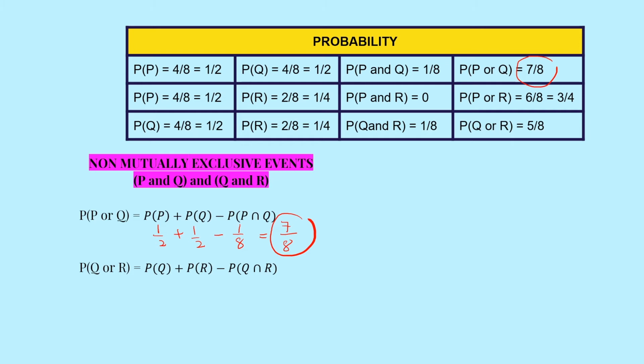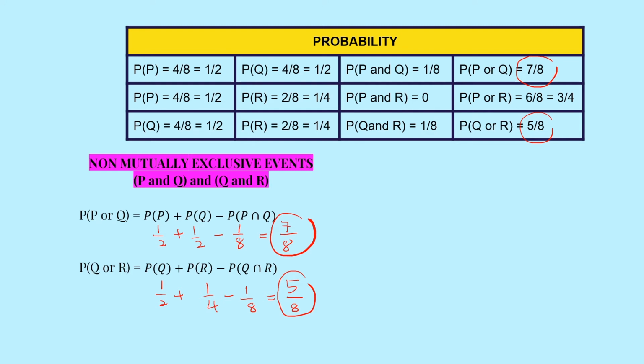We can also see the example for Q and R. The probability of getting Q is 1 over 2. The probability of getting R is 1 over 4. And the probability of getting Q and R, or Q intersect R, is 1 over 8. When we calculate this, we get exactly the same as the probability of getting Q or R, which is 5 over 8. So our example satisfies the formula for finding the probability of P or Q for non-mutually exclusive events. It will be equal to the probability of P plus the probability of Q minus the intersection, because for non-mutually exclusive events, there will be an intersection between the two events.